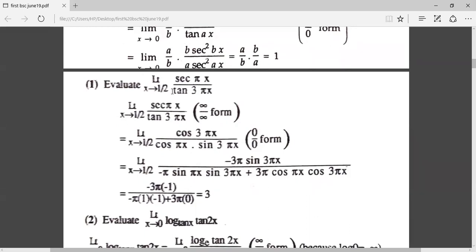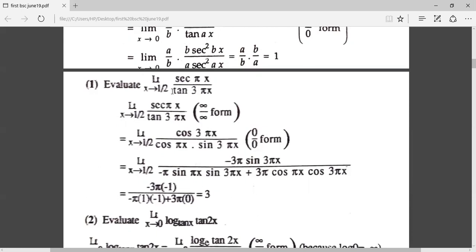Differentiation of cos 3 pi x is what? It is minus 3 pi sin 3 pi x. Denominator differentiation using product rule. Using product rule, you can write this as sin 3 pi x into differentiation of cos pi x, which is minus sin pi x into pi, plus, with the product rule we have plus, cos pi x into differentiation of sin 3 pi x, which is cos 3 pi x into 3 pi.